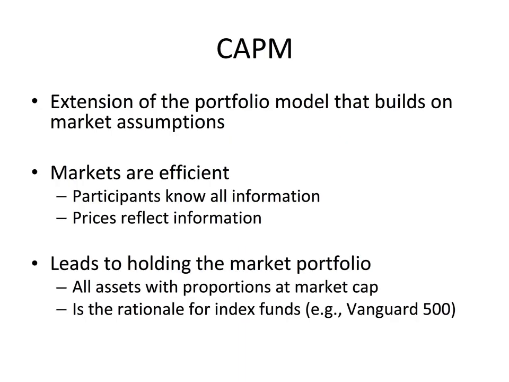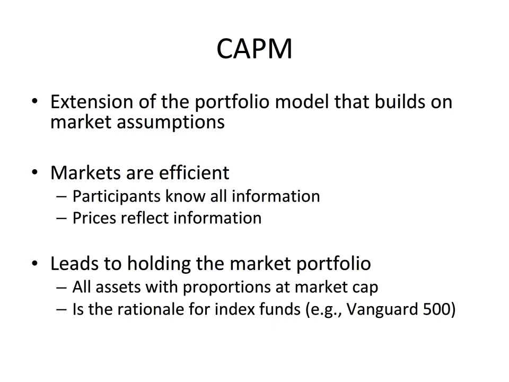Beta and alpha are derived from the capital asset pricing model, CAPM. And again, just to review, CAPM is an extension of the portfolio model. In specific, what CAPM does is build on basic assumptions about the market. And here is what those basic assumptions are.